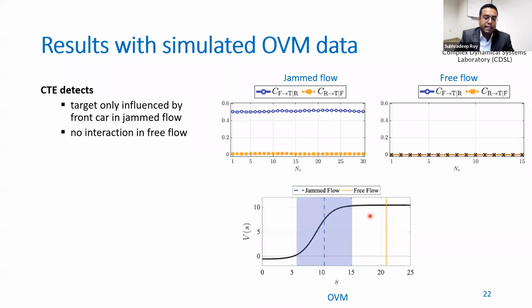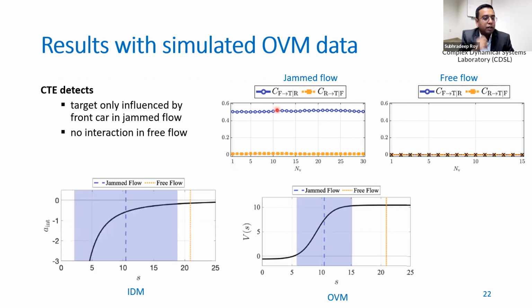So what it's basically saying is that in the free flow, the gaps are so large that the vehicles are driving at their desired speed and not responding any differently due to the presence of the immediate front car. So that's why there has not been any interaction, which is correctly picked up by conditional transfer entropy. Whereas the jammed flow is within the zone of interactions, and that's why conditional transfer entropy picks up a coupling from front to target.